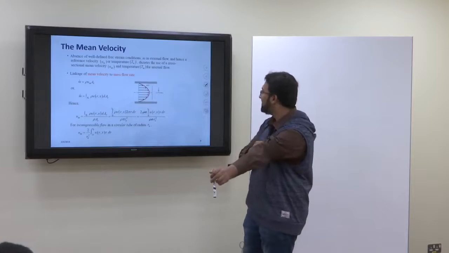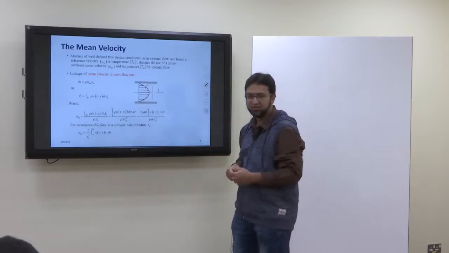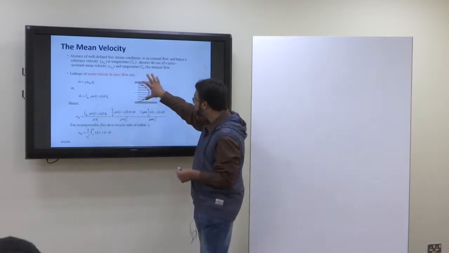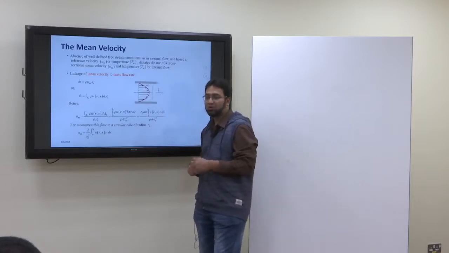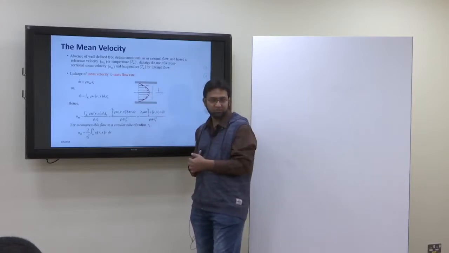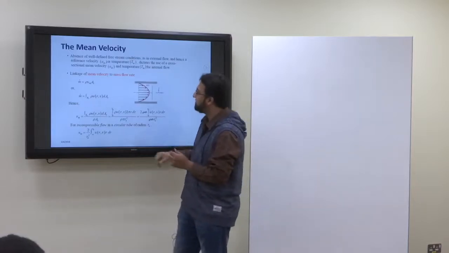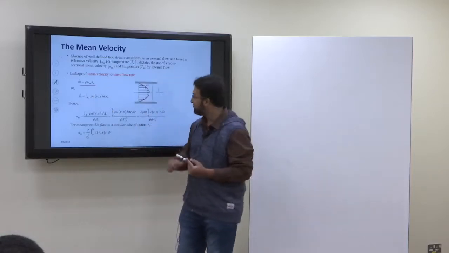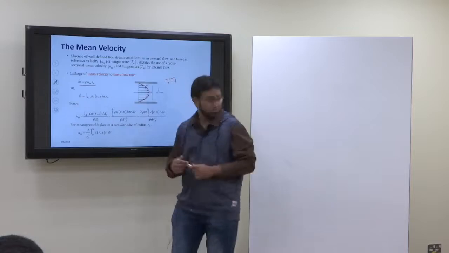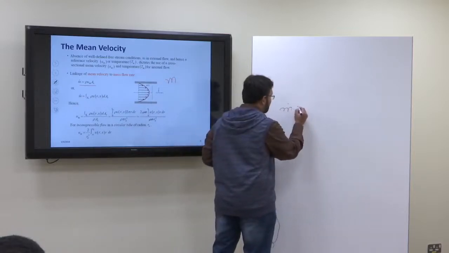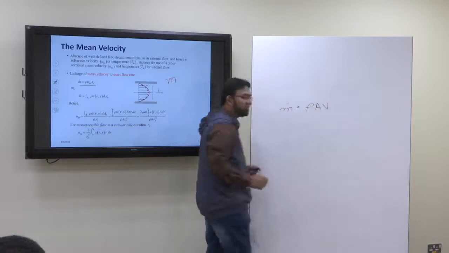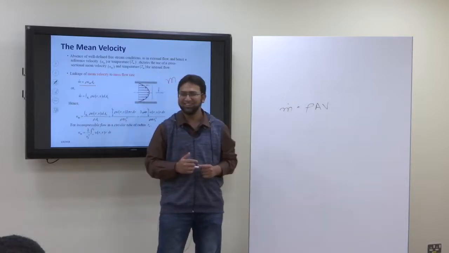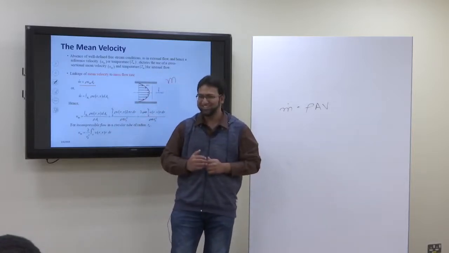Okay, that's the concept of the mean velocity. I already explained the concept of the mean velocity. We have a velocity profile and we want to know the mean velocity at that point. If we take the mass balance, or write the formula for the mass flow rate, what is it? M dot is equal to rho AV. Remember that formula from thermodynamics? M dot is equal to rho AV. Yeah, sure, you remember it.